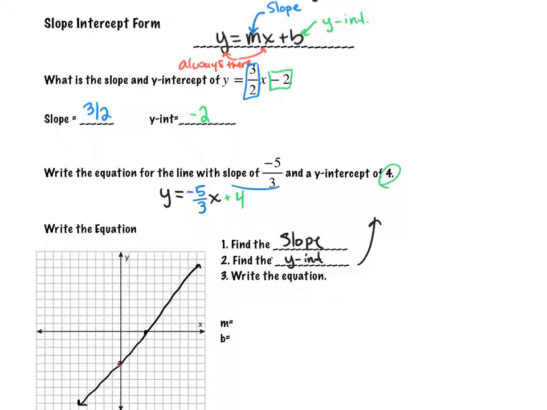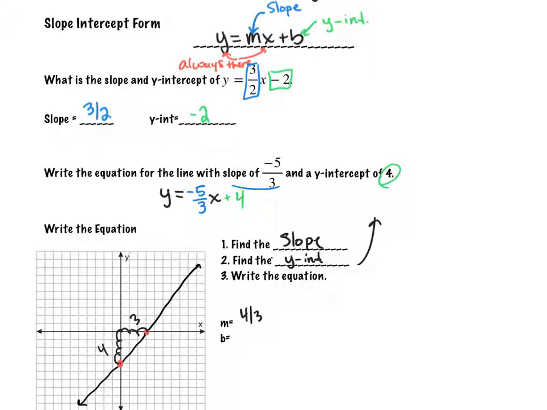So I go back to kind of what I did yesterday, and then I have these two nice points, and I'm going to talk about my rise, right? So up 1, 2, 3, 4, over 1, 2, 3, right? So my slope is 4/3.